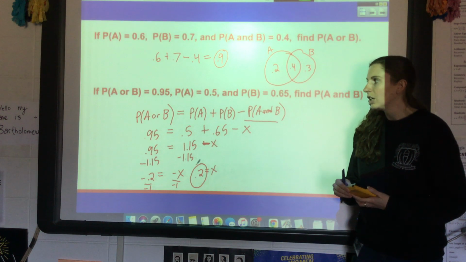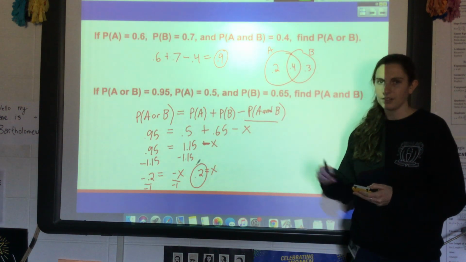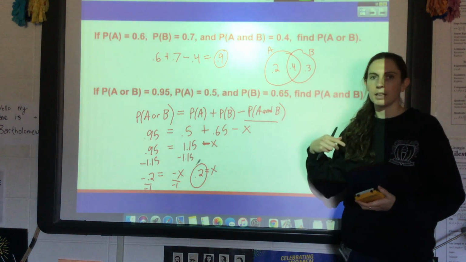So basically, use that OR rule, use the addition rule to find the probability of A and B. Unless you know that A and B are independent events, then you can just multiply them.